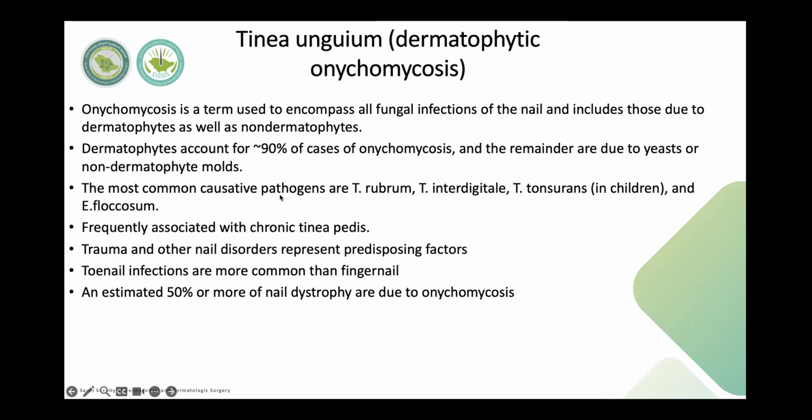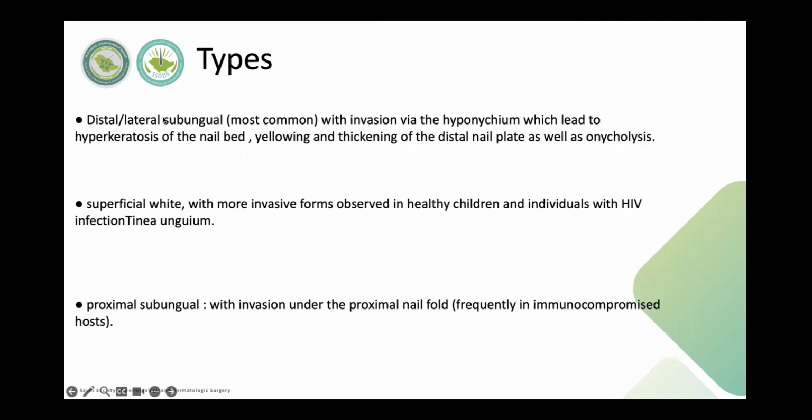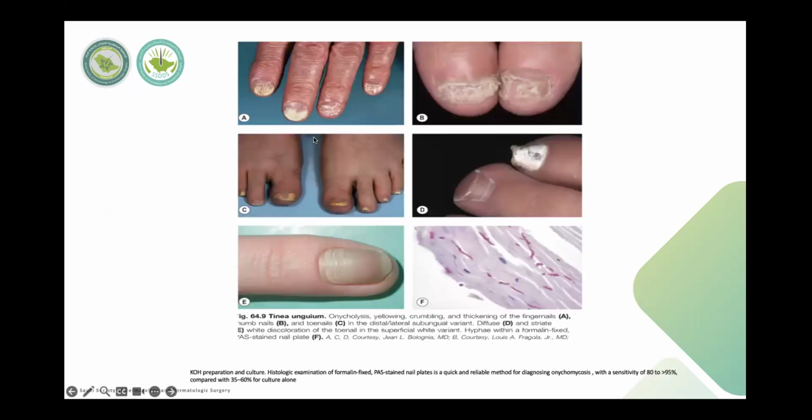Again, we should always check for tinea pedis. Trauma, diabetes, all of these can be risk factors. And there are a lot of types. The most common type is the distal subungual type that we will see. Sometimes we will find superficial white or proximal. And these types, especially the proximal subungual, should alert the physician to investigate for immunocompromise or HIV infection. So this is the typical infection, usually starting from the distal or lateral, and this is the superficial white.